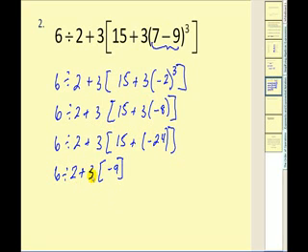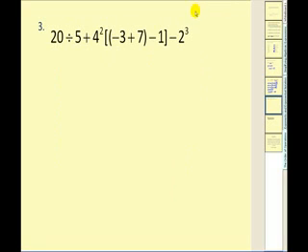Next step, we have division, addition, and multiplication. Multiplication, division take priority over addition, so we multiply and divide from left to right. So 6 divided by 2, that would give us 3, plus 3 times negative 9 would give us negative 27, and then finally we end up with negative 24. So we're showing a lot of work here, but it's definitely going to be worth it to make sure we get the correct answer. Next one, we have a lot going on.